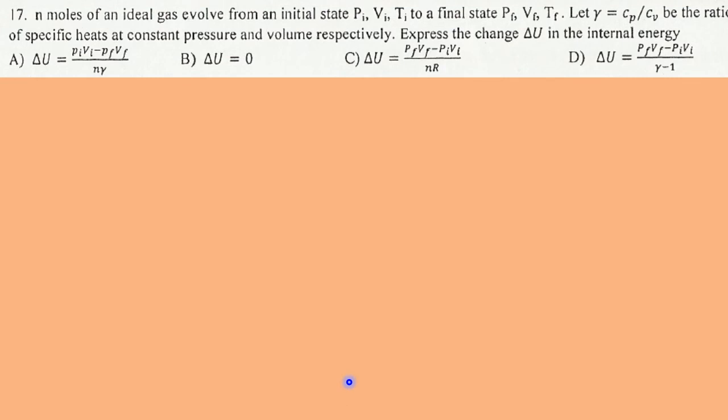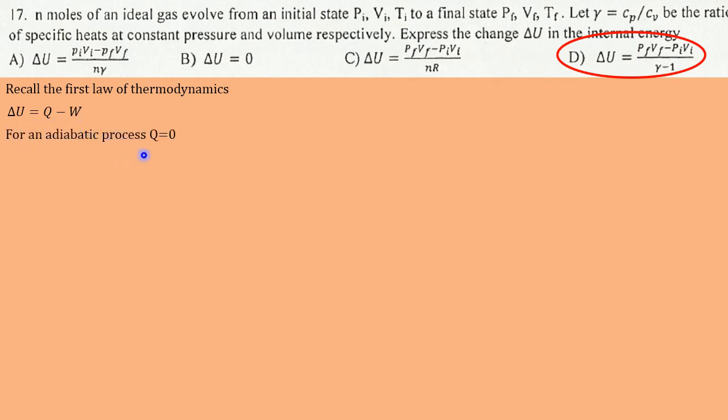N moles of an ideal gas evolve from an initial state Pi, Vi, Ti to a final state Pf, Vf, Tf. Let gamma equals Cp on Cv be the ratio of specific heat at constant pressure and volume respectively. Express the change delta U in internal energy. So there the internal energy must be Pf Vf minus Pi Vi on gamma minus 1. Let's find out. Recall the first law of thermodynamics: delta U equals Q minus W.